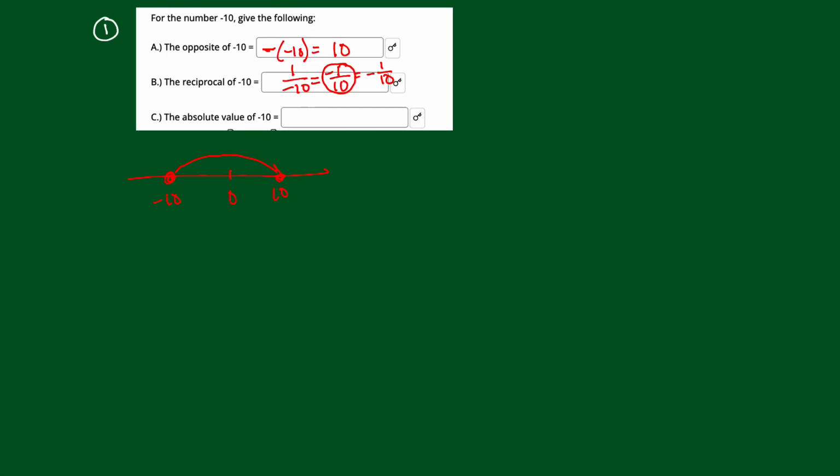In part C, we want the absolute value of negative 10. Now this is the distance between negative 10 and 0 on the number line. So here's negative 10 down here. How many units do you have to move through to get to 0? It doesn't matter about the direction, just how many units between negative 10 and 0. Well, it turns out that there are 10 units. So that's going to be our answer here.